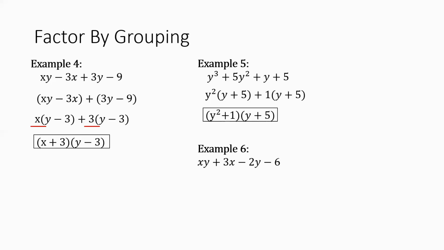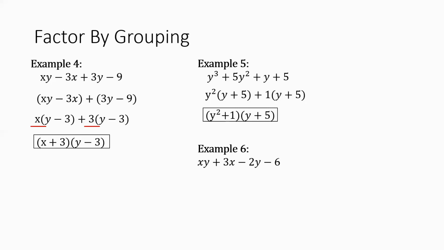One more example. In this case, you might want to do this on paper if you're taking notes. I'm going to put parentheses around those first two terms. And in this case, my GCF of those front two terms is x. So it'll be x times y plus 3. That's going to be my first grouping. Now look at the second grouping. I'm going to have a 2 and a 6. And so yes, the GCF absolutely is 2.